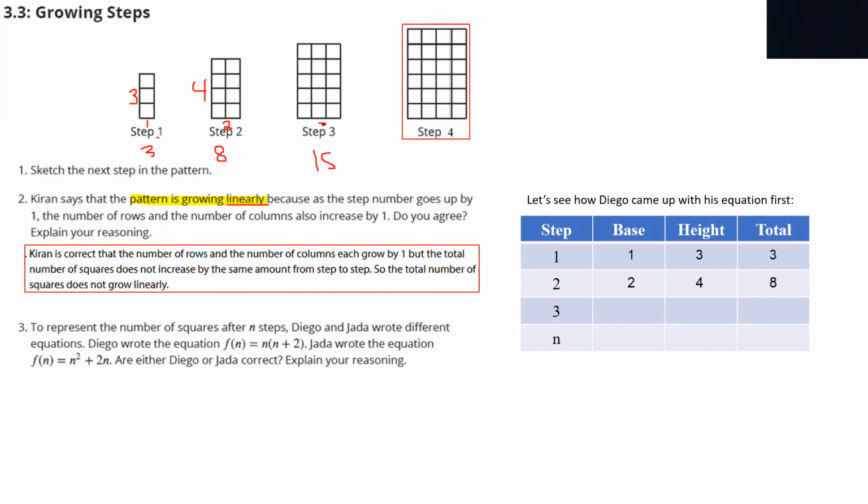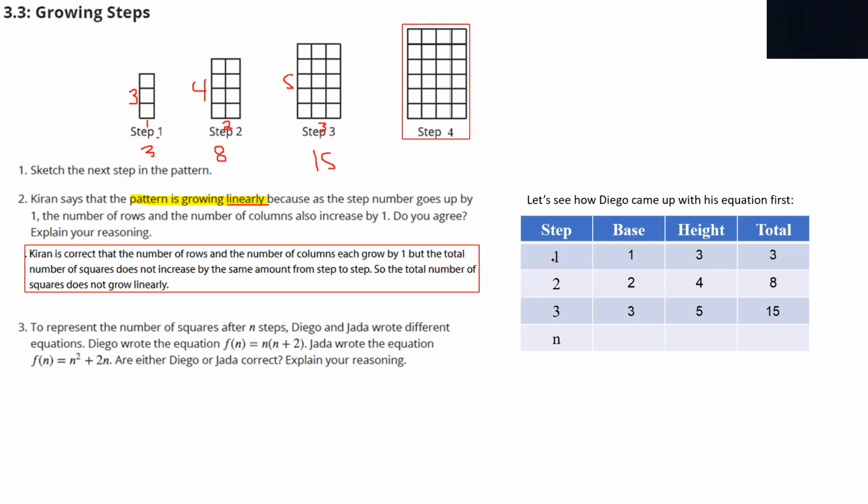Step 3 has 3 as our base. We have 1, 2, 3, 4, 5 as our height. And how many total squares do we have? We have a total of 15. And finally, step 4, we're not worrying about step 4 because now we can actually find what our nth step would be by following the patterns.